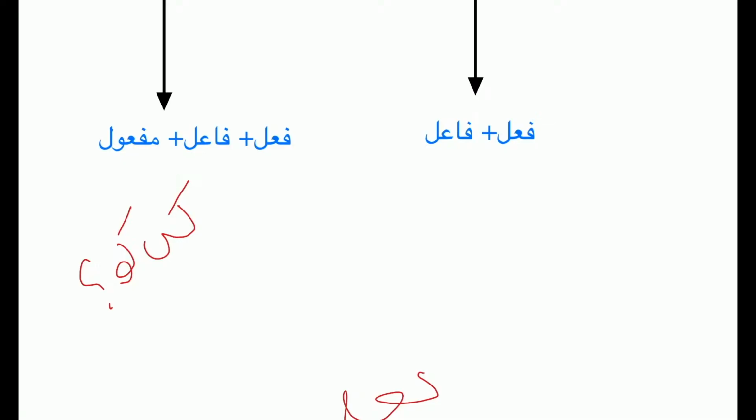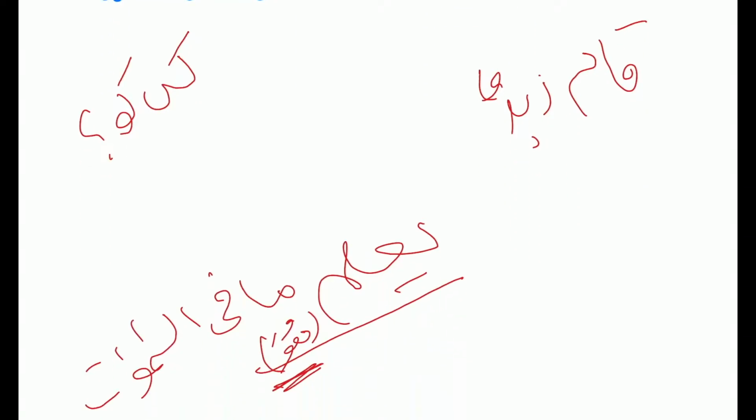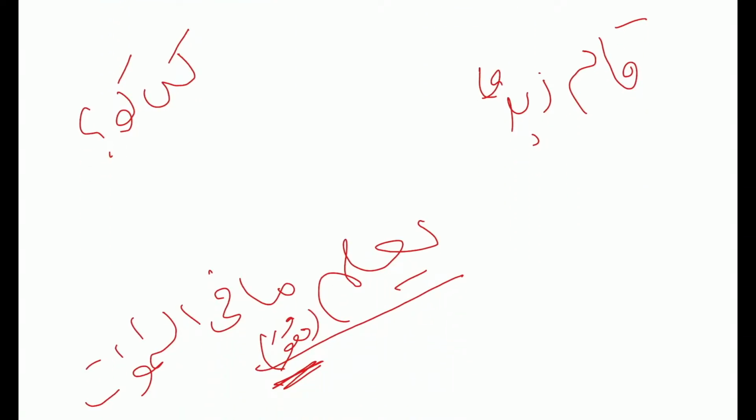So it is muta'addi. But if I say, qama zaydun, Zayd stood up, and you say kisko, it is not matching there. So it is lazim. This is a clue: you establish the question kisko. If kisko fits, it is muta'addi. If kisko does not fit, it is lazim. Look, qama zaydun, or qa'ada zaydun. That's it.